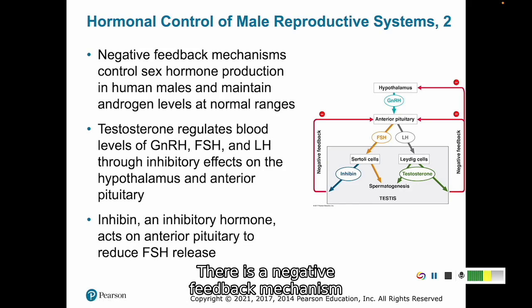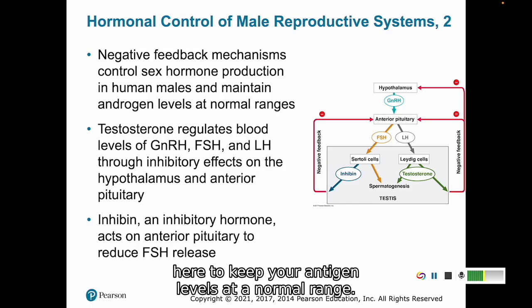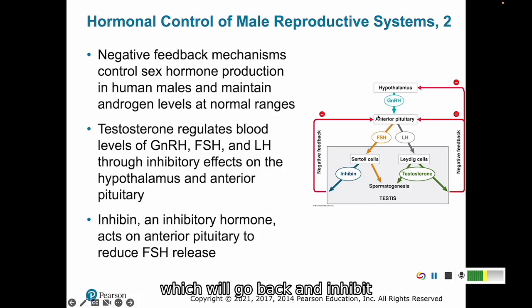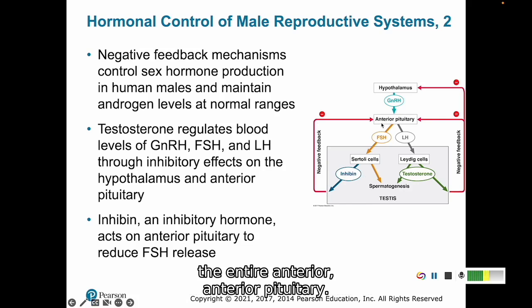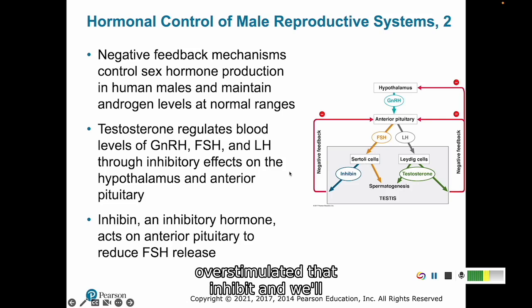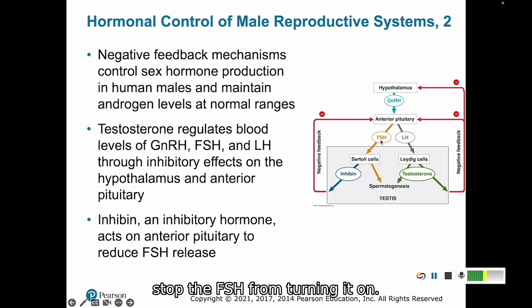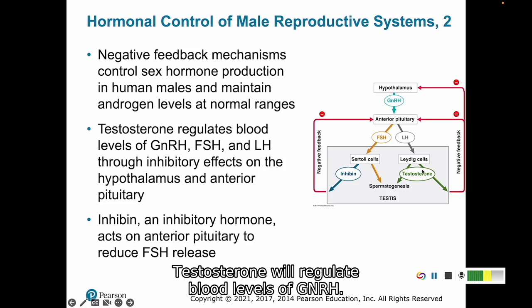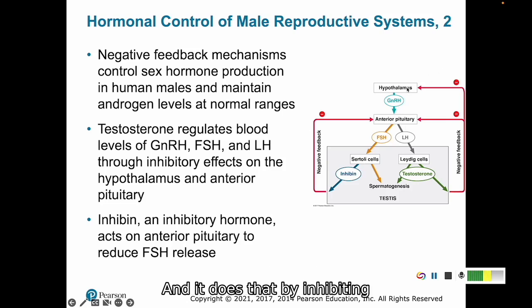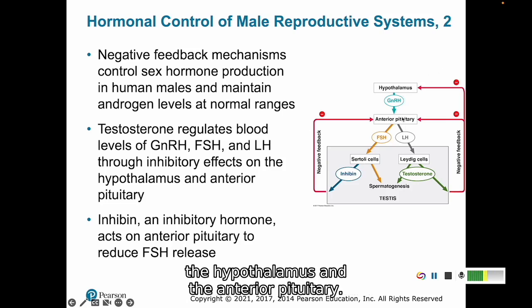There is a negative feedback mechanism here to keep your androgen levels at a normal range. So Sertoli cells will also release inhibin, which will go back and inhibit the anterior pituitary. So if Sertoli cells are being overstimulated, that inhibin will stop the FSH from turning it on. Testosterone will regulate blood levels of GnRH, and it will also regulate FSH and LH, and it does that by inhibiting the hypothalamus and the anterior pituitary.